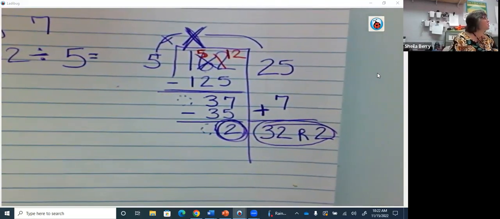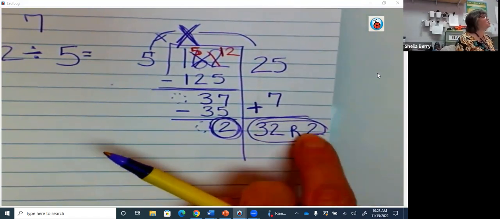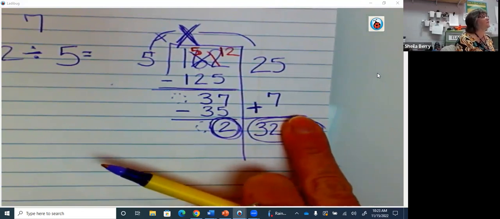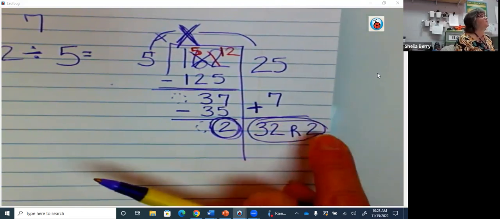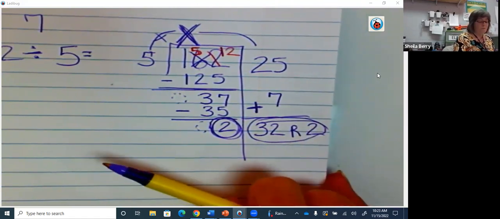So remainder 2 is what is left over. Okay, you have 2 pieces that no one's going to get. Everybody will get 32 pieces, all 5 friends, and there will be 2 pieces that would be left over.